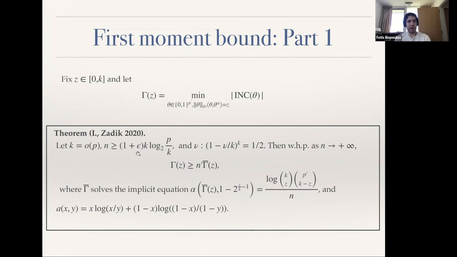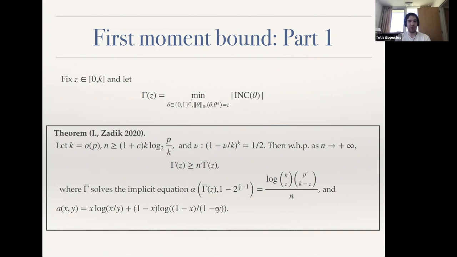So our first theorem, at least in this contribution that has to do with the OGP, is that the first moment lower bound for gamma of Z looks as follows. Basically gamma of Z is lower bounded by n prime times a first moment bound function of the overlap gamma of Z that is implicitly given by the solution to this equation, where alpha here, alpha x of y, is basically the KL divergence between two Bernoulli random variables.